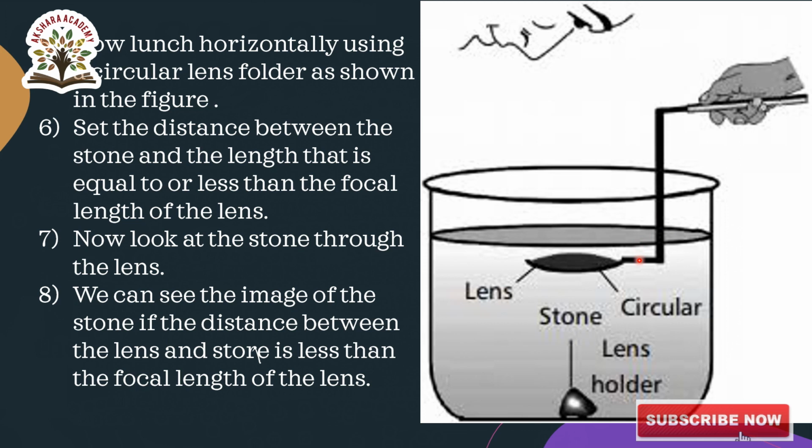Now dip the lens horizontally using a circular lens. This is the circular lens holder. Now we are placing the convex lens by using the lens holder.